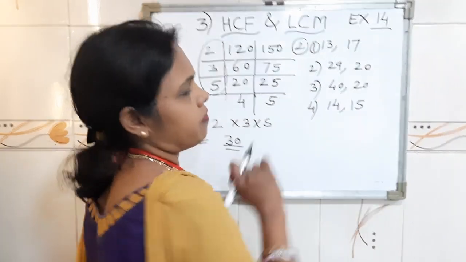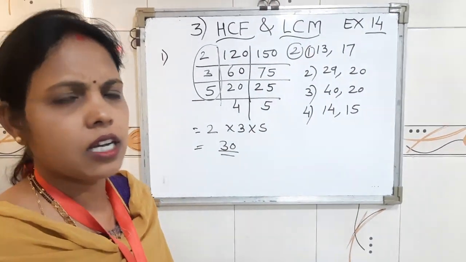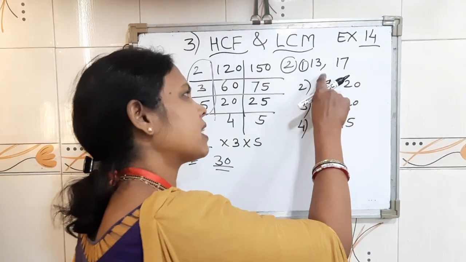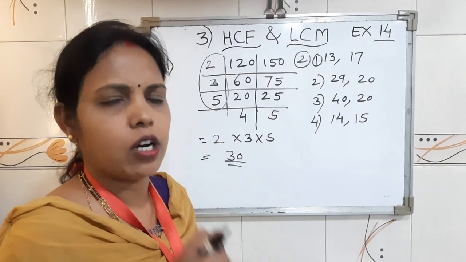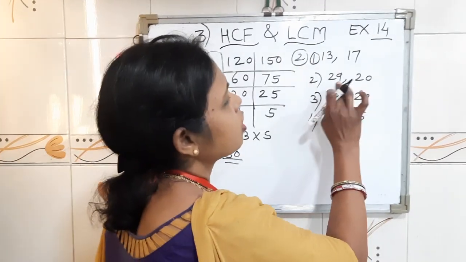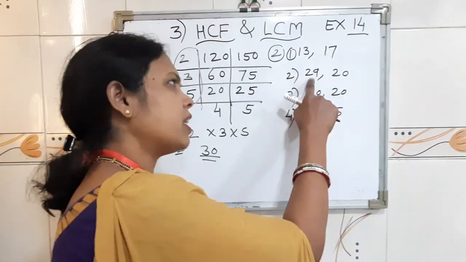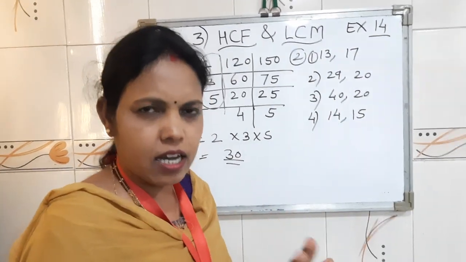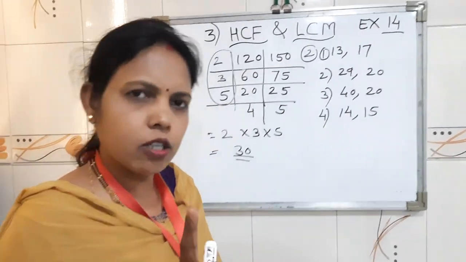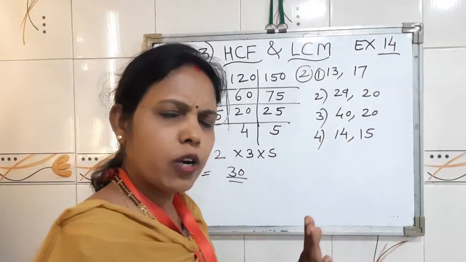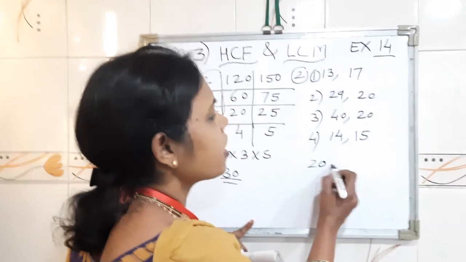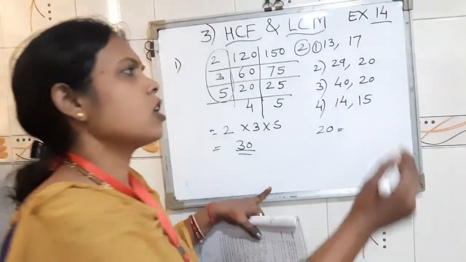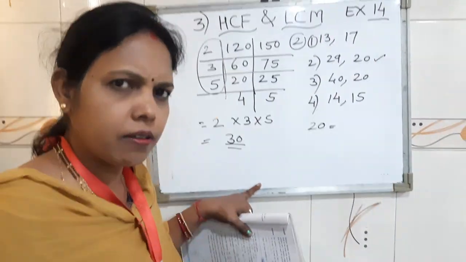Then 13 and 17: both are prime numbers. Therefore between both we will not get any common number, so automatically for 13 and 17, the HCF is 1. Next one, 29 and 20. 29 is a prime number; it has no factors other than 1 and 29. Then the next number is 20. For 20 we have factors, but no use, because no factor will be common with 29. Therefore for this pair also, the HCF will be 1.